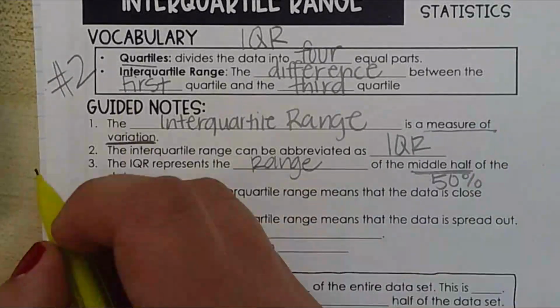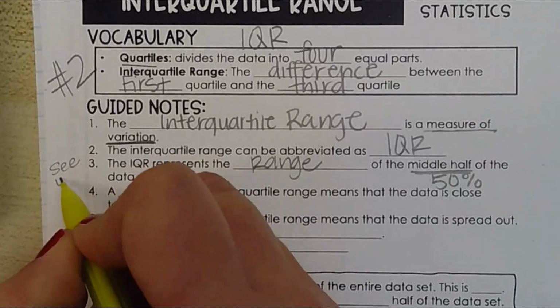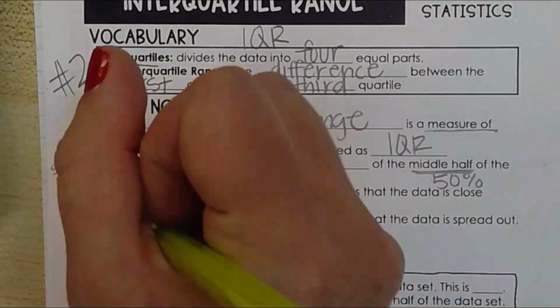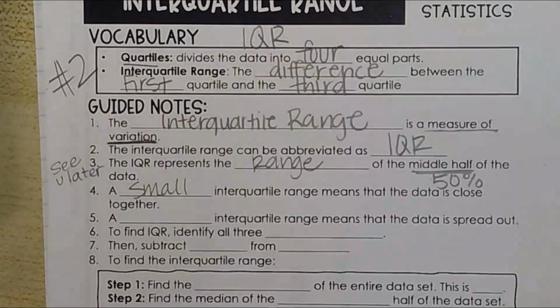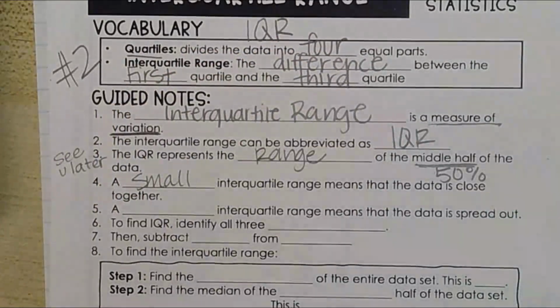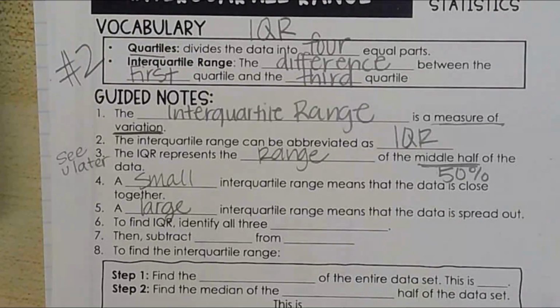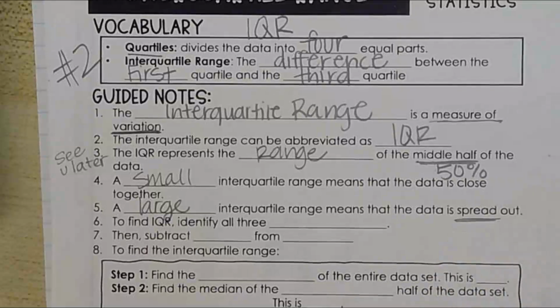And this is something that you'll understand later. So what are we going to write beside it? See you later. And then number 4: a small interquartile range means that the data is close together. And again, this is a see you later. You'll understand it once we get to working it. And then a large interquartile range means that the data is spread out. Have you heard me say spread before with range? Yes. Okay, so again, if you see the key word, it's either meaning IQR or it's meaning range. It's meaning a measure of variability.